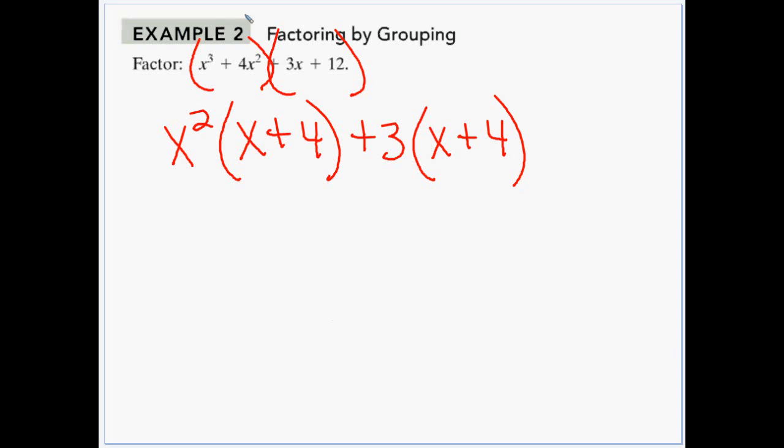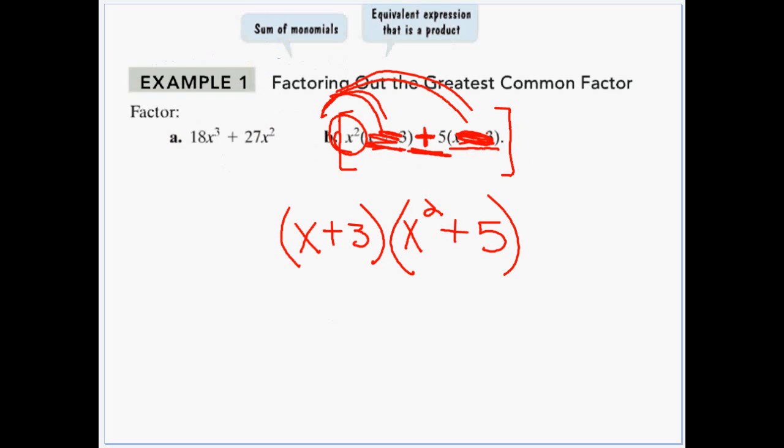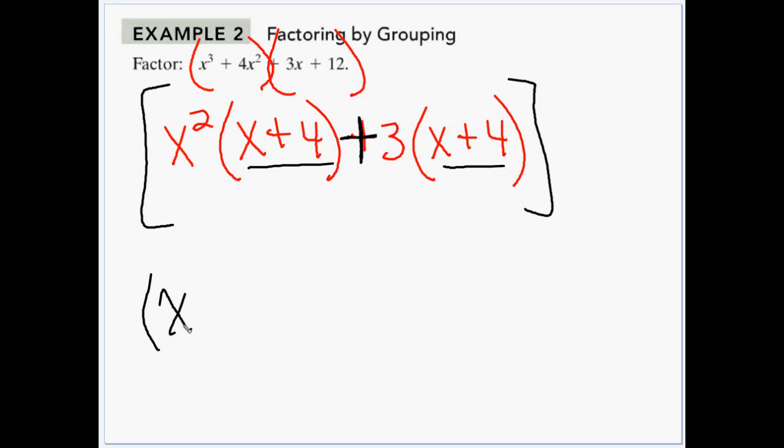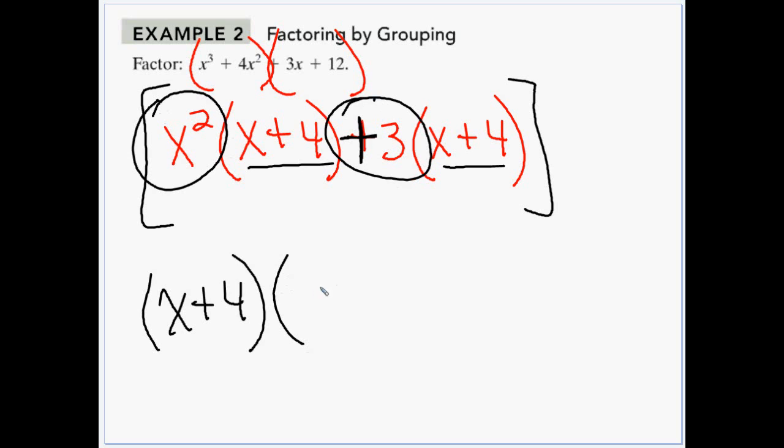Now it's a lot like this problem right here, B in example 1. So what we can do is imagine some brackets around the whole thing. And on each side of the plus sign, we have an x plus 4 term. And then after we factored out the x plus 4, the leftovers are an x squared plus 3. And there's our final answer.